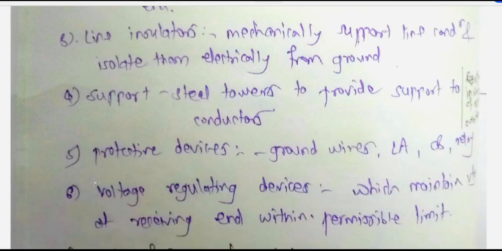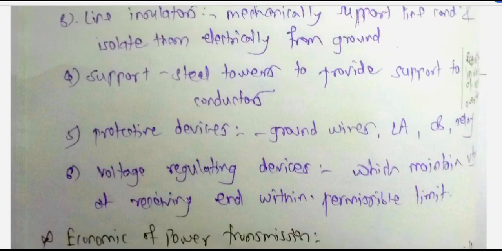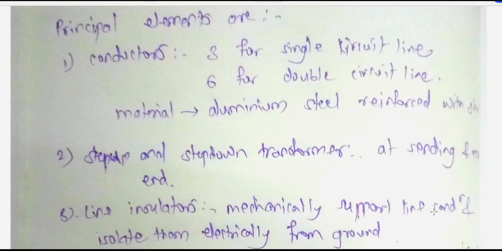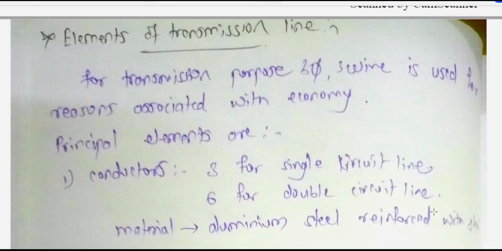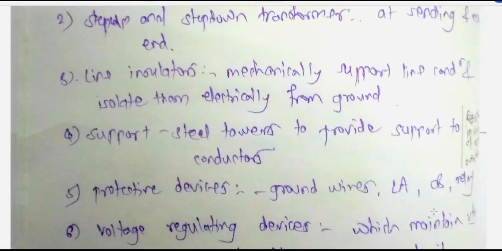For support we require steel towers to support the conductors. We require protective devices: the ground wires, lightning arresters, circuit breaker relay. We require voltage regulating devices which maintain the voltage at the receiving end within the permissible limit. So these are the materials required for transmission purposes.